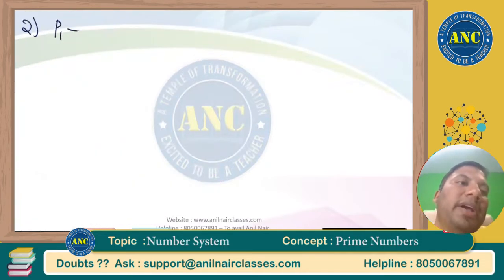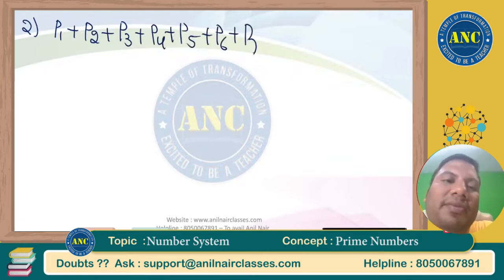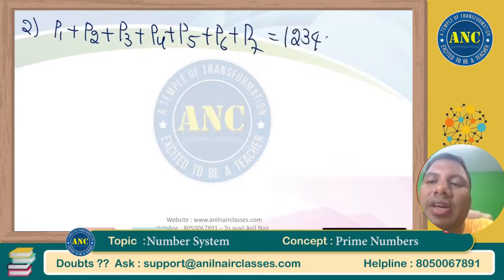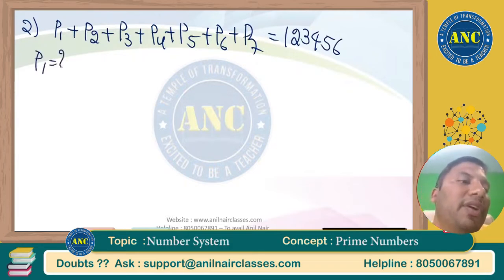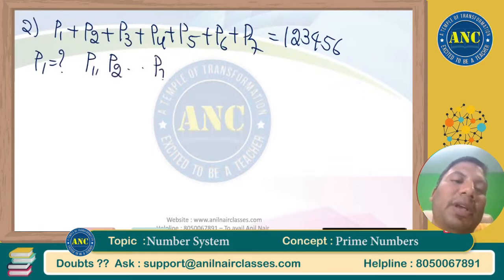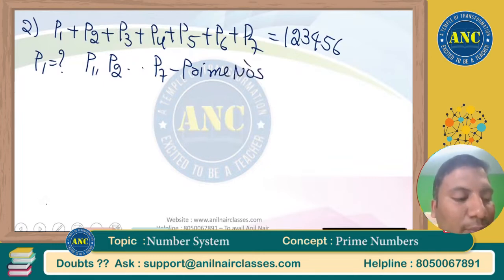P1 plus P2 plus P3 plus P4, P5, P6, P7. Just I am twisting the question. Equivalent to 1, 2, 3, 4, 5, 6. Find the value of P1 if all the numbers are prime numbers. P1 to P7, all are prime numbers. Find the value of P1.